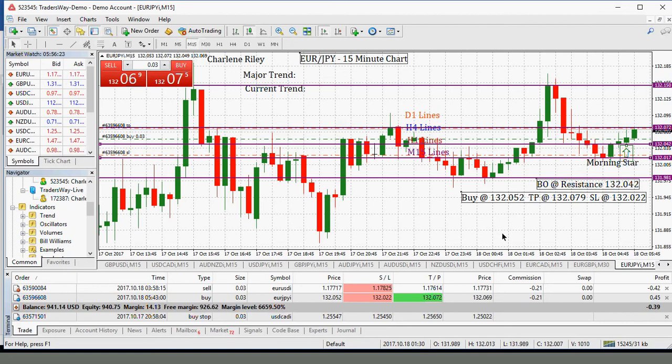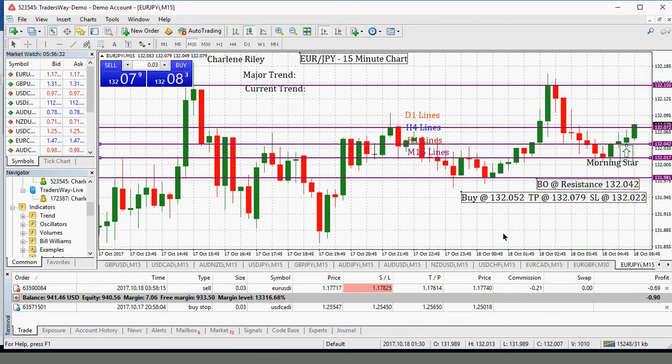It's almost there. Come on, bulls. And there you have it. It broke through and gave us our take profit. And that was a good trade. And it's likely that the market may go even further.